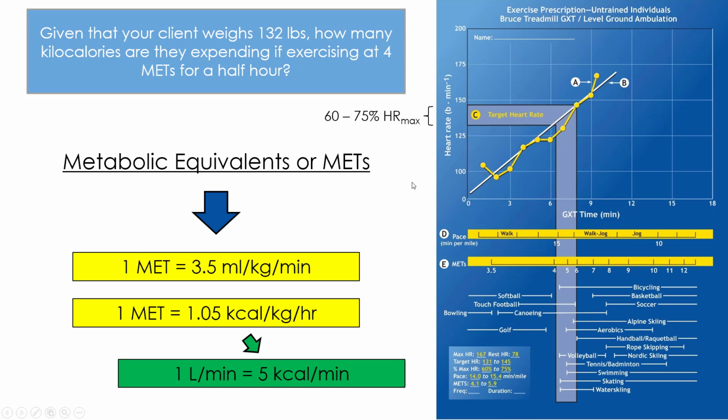So let's take this example. Given that your client weighs 132 pounds, think of that conversion, how many kilocalories are they expending if exercising at 4 METs for a half hour? Yes, I want you to try this out. Can you get the right answer with a client that weighs 132 pounds, convert to kilograms, of course? How many kilocalories are they expending if you told them to exercise at 4 METs for a half hour, 30 minutes? I want you to calculate that out, see if you can get that answer so that you can prove to yourself that this is something that you understand.